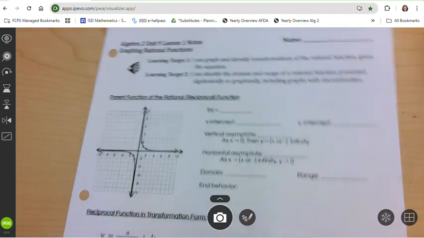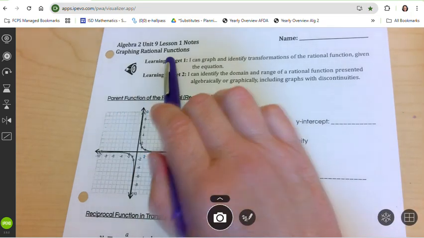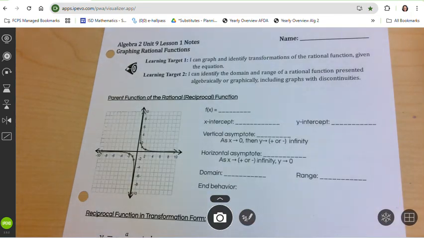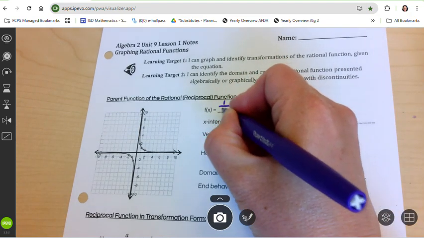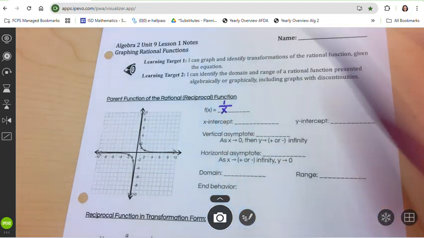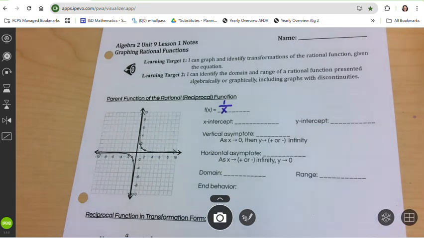Here we go. All right, so today we are going to be graphing rational functions. In the last unit, we solved rational functions. We simplified rational functions. You did a quiz on that. Today we are graphing rational functions. The parent function for rational functions is 1 over x. So in every rational function, you're going to have at least one x in the denominator.